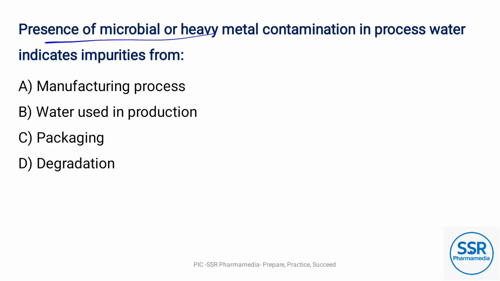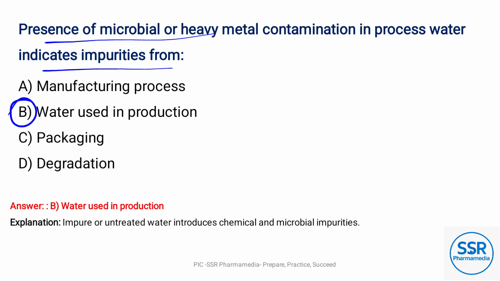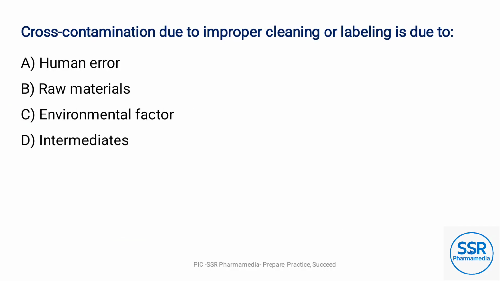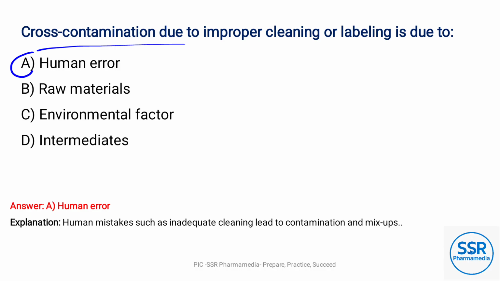Presence of microbial or heavy metal contamination in process water indicates impurities from, option B, water used in production. Impure or unwanted water introduces chemicals and microbial impurities. Cross contamination due to improper cleaning or labeling is due to, so the answer is option A, human error. Humans may make mistakes such as inadequate cleaning, leading to contamination and mix up of two different drugs.